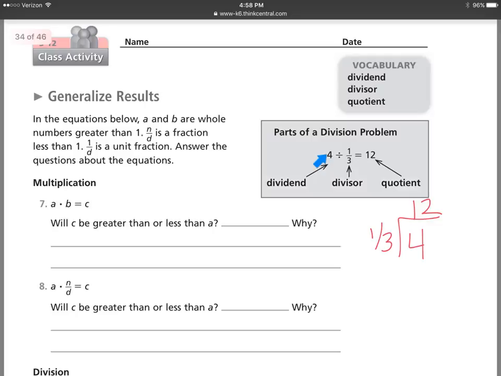And with fractions, we lay them down. So here you have the dividend, which is first, the divisor, which is what we're dividing by, and the answer, which is the quotient. So I'm going to talk about numbers 7 and 8 with you and then have you do them on your own.